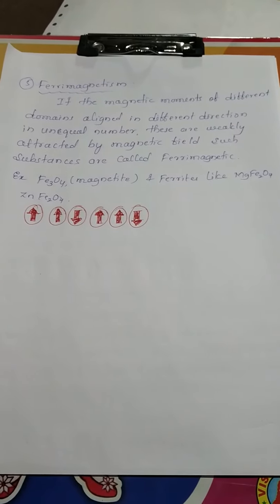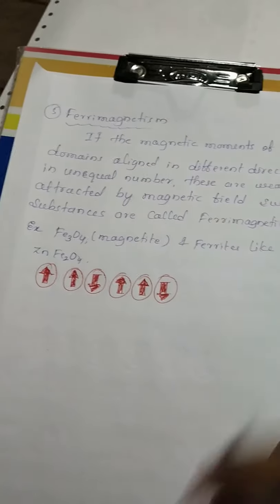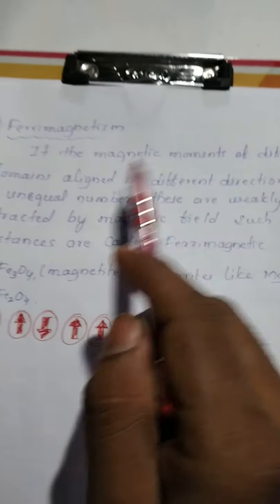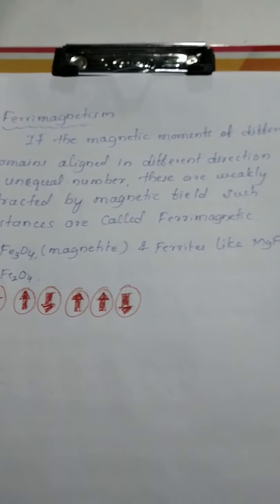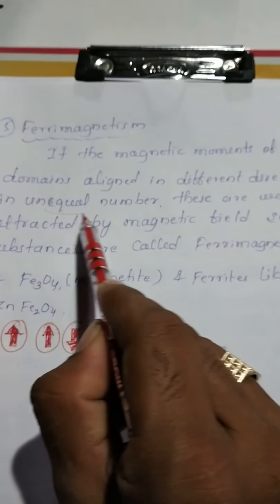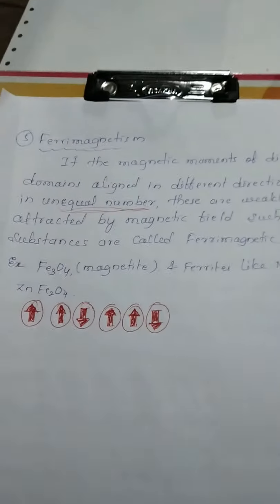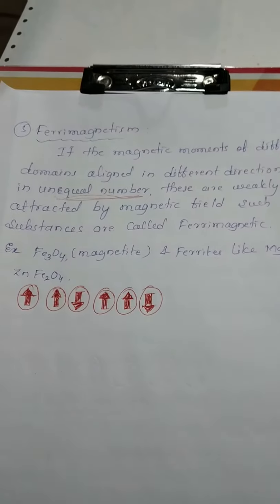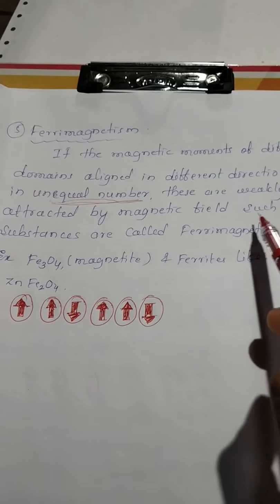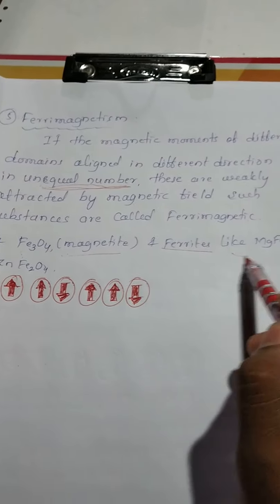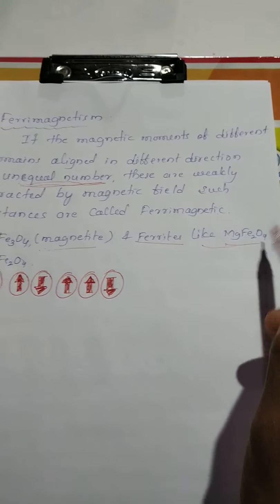Okay. Next is ferrimagnetism. If the magnetic moments of different domains are aligned in different directions in unequal number, these are weakly attracted by the magnetic field. Such substances are called ferrimagnetic substances. Example: Fe3O4, that is magnetite. Ferrites like Mg(Fe2O4) and Zn(Fe2O4) are examples of ferrimagnetism.